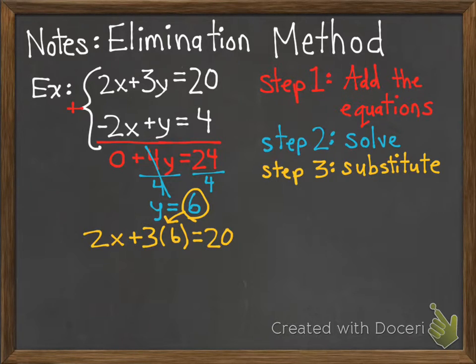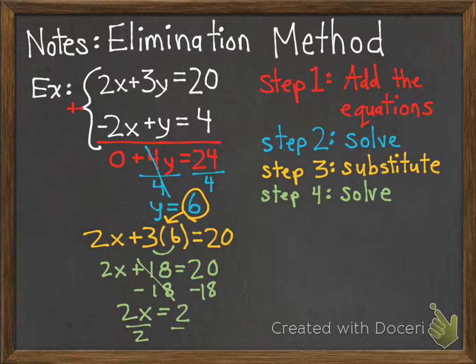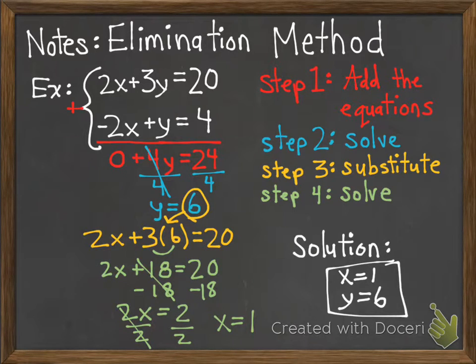The final step to finishing out solving this system is to just go ahead and solve this new equation. We would distribute the 3 times 6 is 18, subtract 18 on both sides, divide by 2 on both sides, and get that x equals 1. These are the same steps that we used previously when we were just solving an equation. Now that we know that x equals 1 and y equals 6, we have our solution and we're finished with this problem. Go ahead and pause this video and make sure you've got all of the steps copied into your notebook.